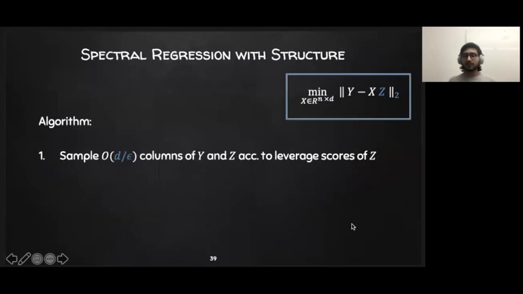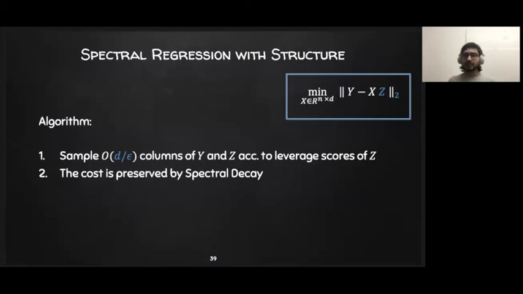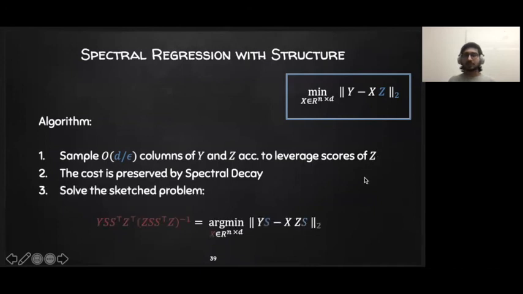Okay, so let's see how we can use this new result in our algorithm. The outline of our algorithm now is as follows. We start off by sampling d over epsilon columns of Y and Z according to the leverage scores of Z, which we can compute efficiently. We then use the non-uniform spectral decay guarantee from the previous slide and show that the sketched problem actually preserves the cost of the spectral regression. We then solve the sketched spectral regression problem, which is a much smaller instance, and we show how to solve this exactly. In fact, we give a closed form solution for it.